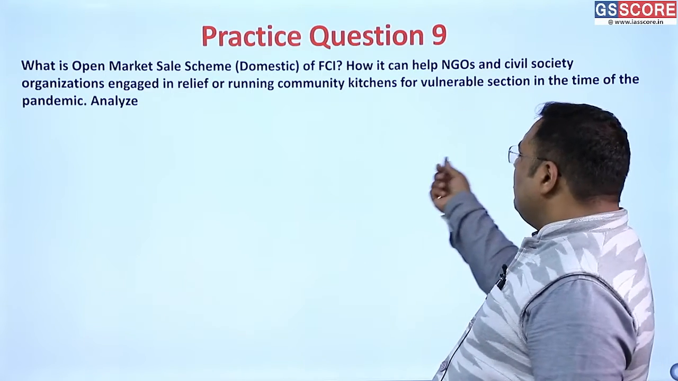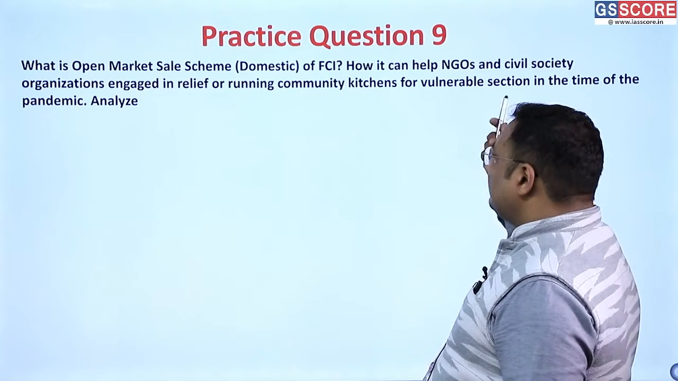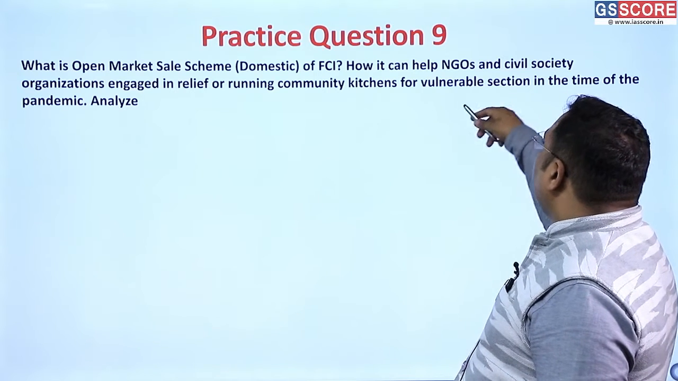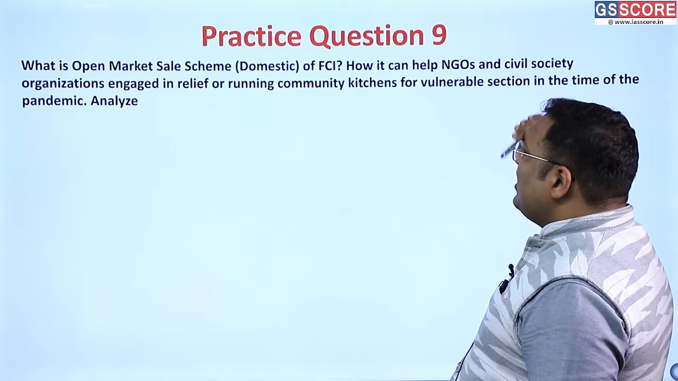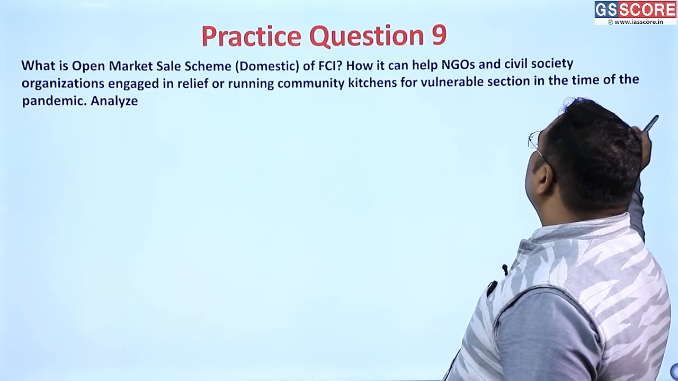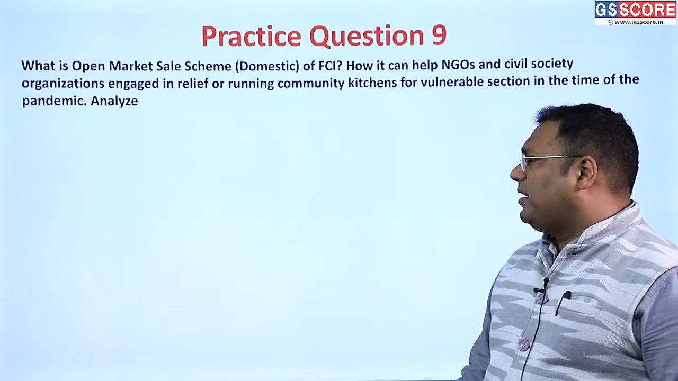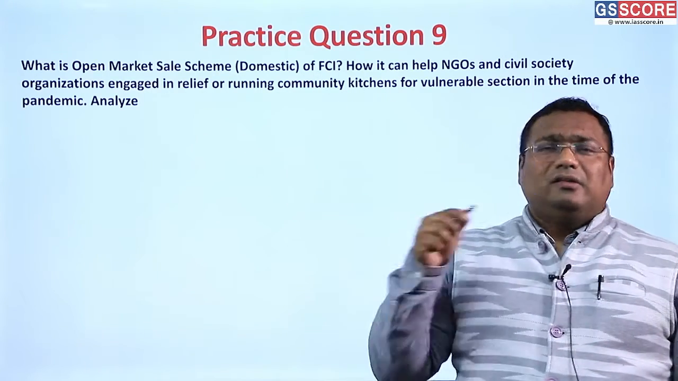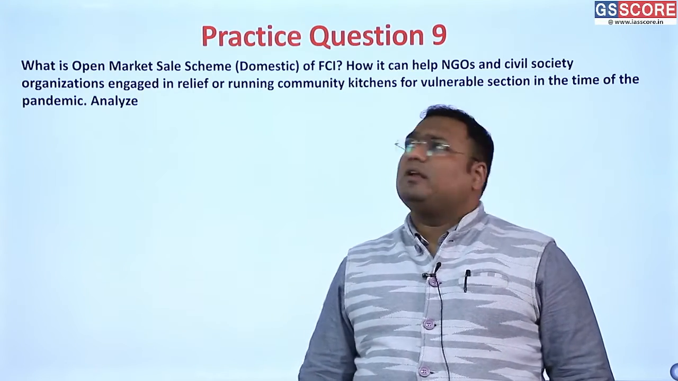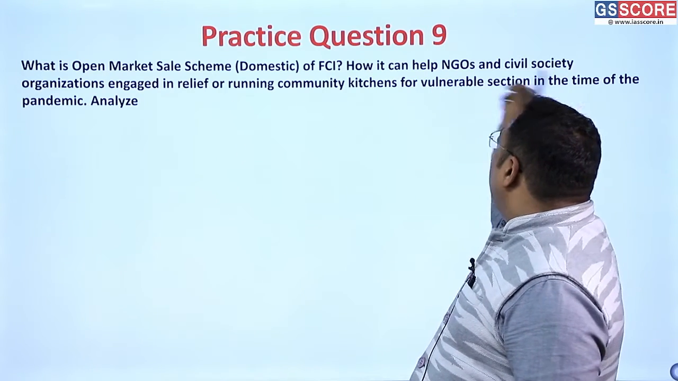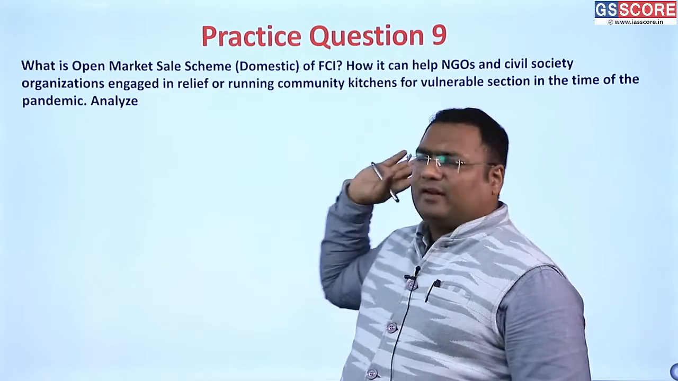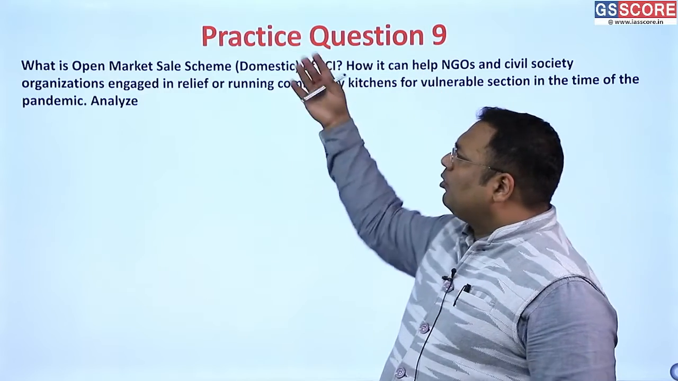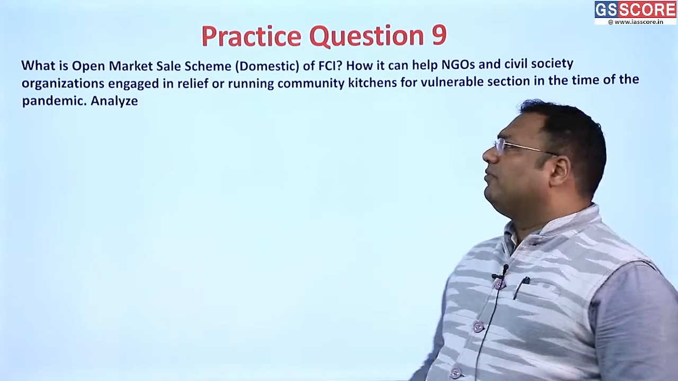Okay, so this is a scheme, definitely we're going to talk about it, of FCI. We'll also talk about FCI, the Food Corporation of India. How can it help NGOs and civil societies engaged in relief or running community kitchens for vulnerable sections in the time of pandemic? So first of all, in general, we talk about the open market sale scheme and FCI. Then we talk about some amendment we have made in the open market sale scheme to help these. So actually the answer is one-liner. Frankly, there is not much of an answer to the second part of it. So we'll spend much more time in the first part itself.